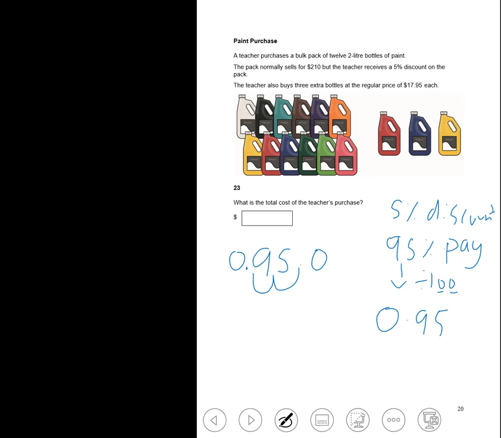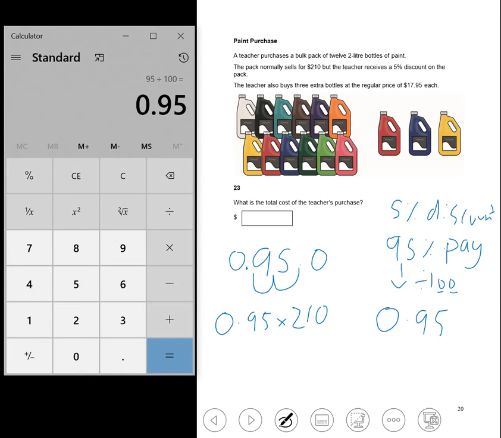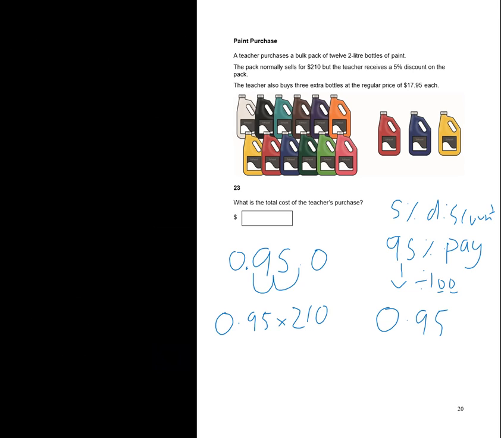So, now that we've got our decimal, that needs to multiply by that $210 to show that that's what we're paying. We're paying 95% of that $210. So 0.95 multiplied by 210. Our trusty calculator will work that out for us. We've already got our 0.95 in there. We'll multiply that by 210, $199.50.